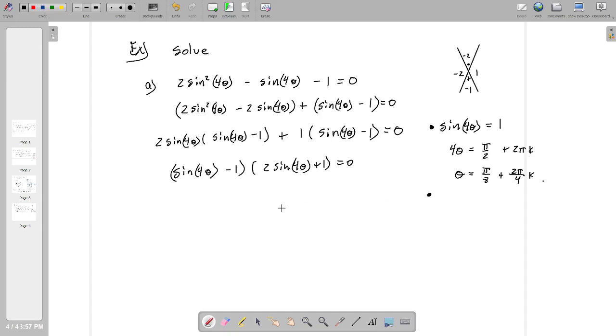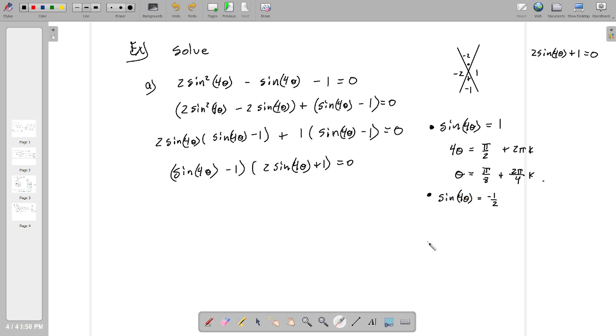The other equation is 2 sine 4 theta plus 1 is equal to 0. If we subtract 1 and divide by 2, we will end up with sine 4 theta is equal to -1/2. That's by saying 2 sine 4 theta plus 1 is equal to 0, subtract this over and then divide by 2. Now we look for what angle sine gives us a -1/2.